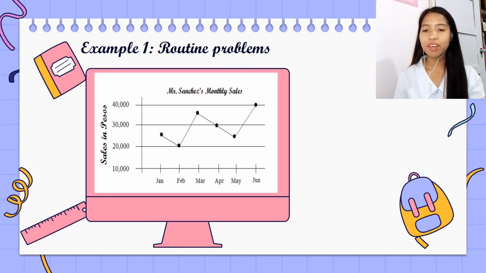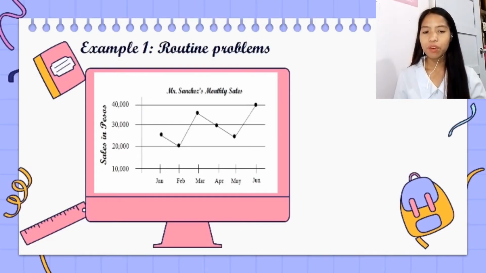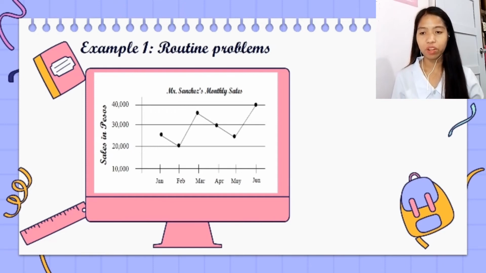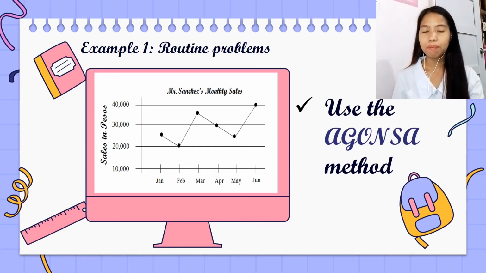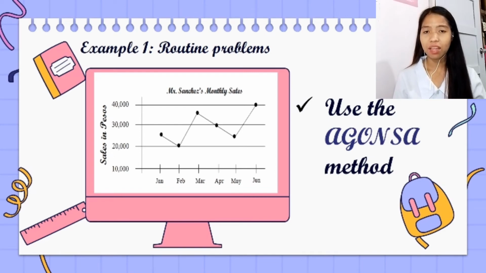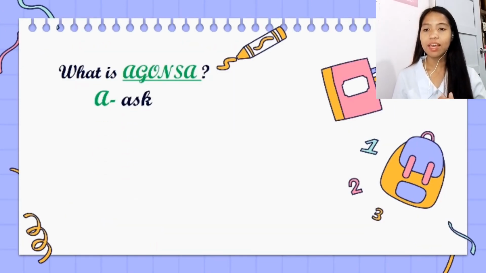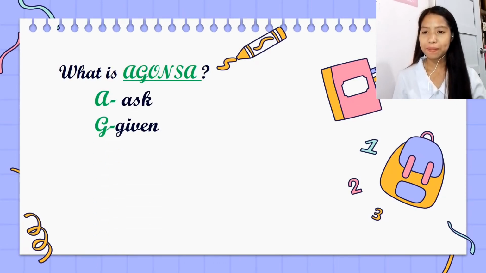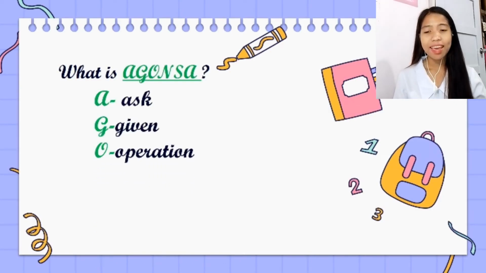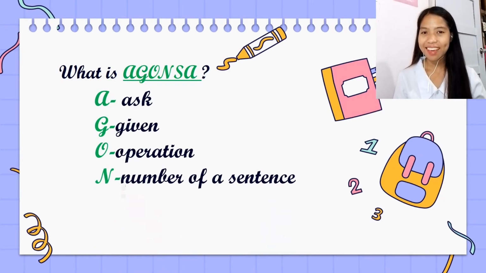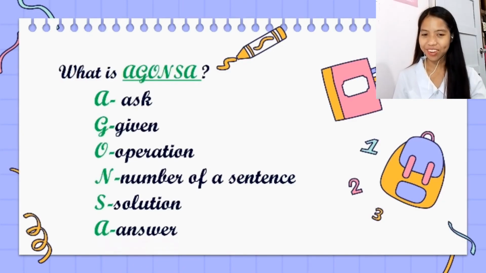Okay, here is an example of routine problems. We have here a line graph showing Mr. Sanchez's sales from January to June, with sales in pesos from 10,000 to 40,000 pesos. Use the data in the line graph to answer the following questions. Use the AGONSA method. But first, what is AGONSA? The AGONSA meaning is: A is asked, G is given, O is operation, N is number sentence, S is solution, A is answer.